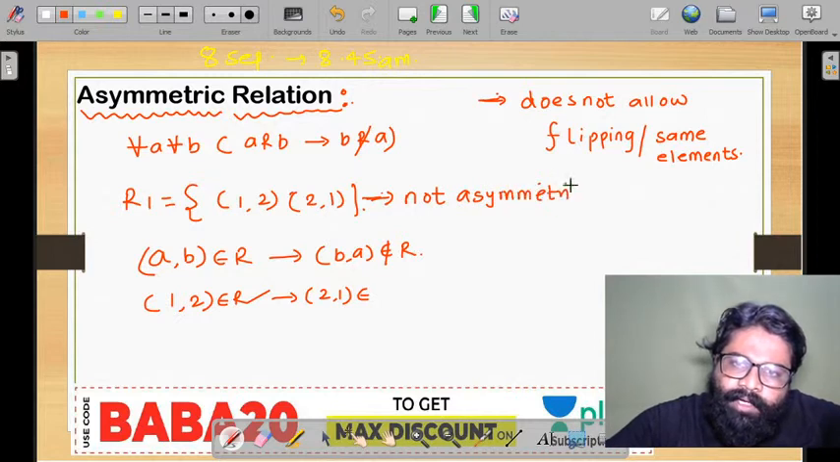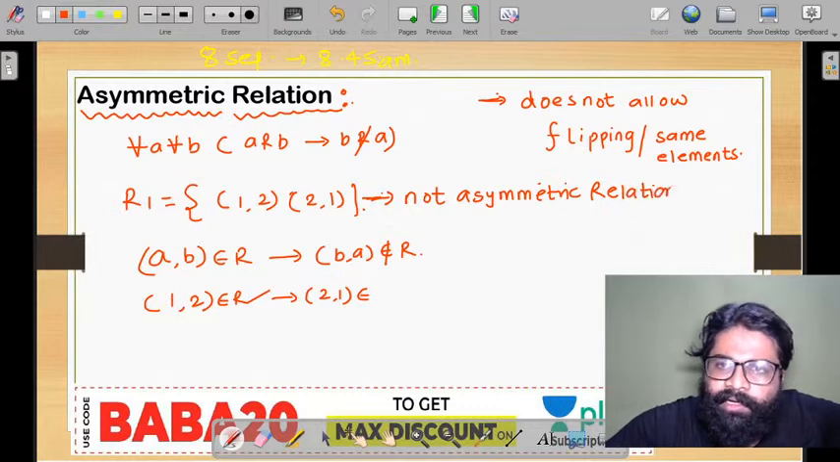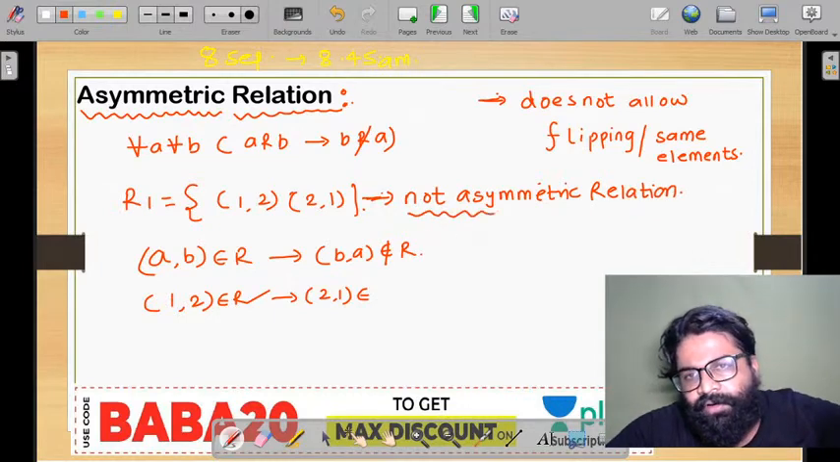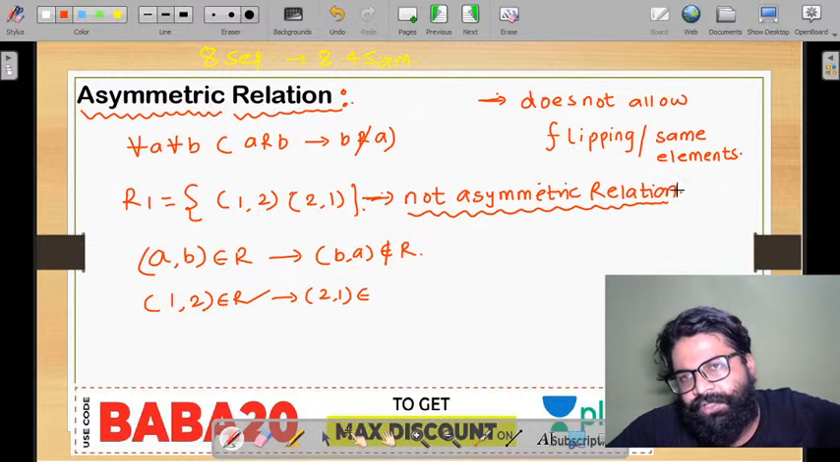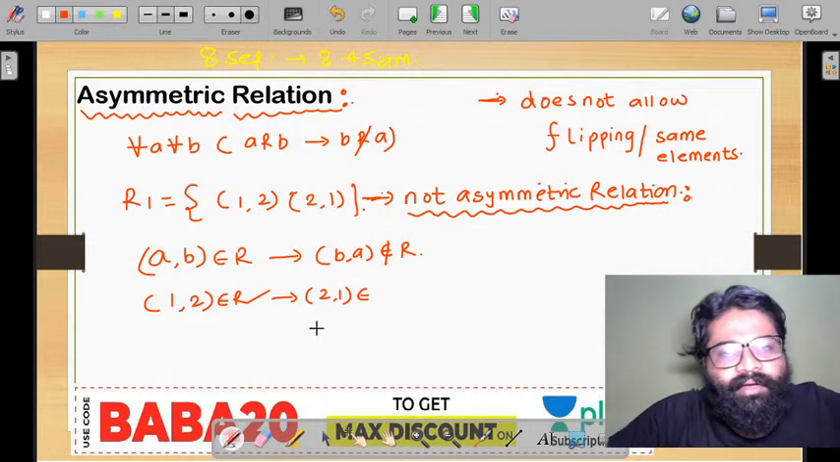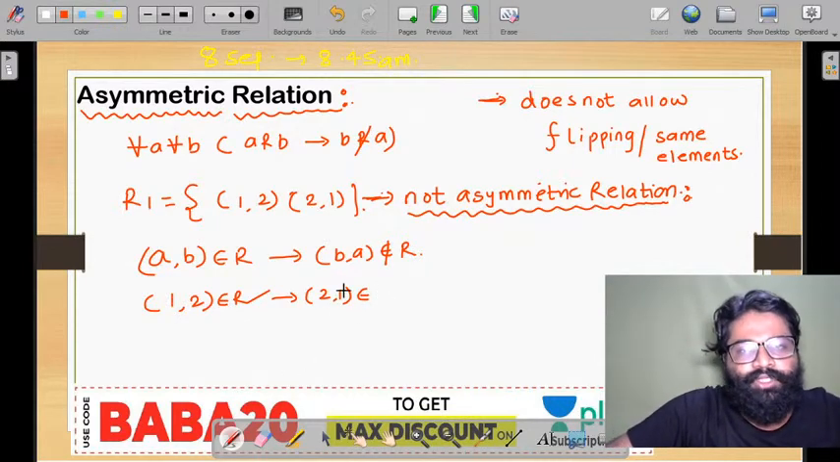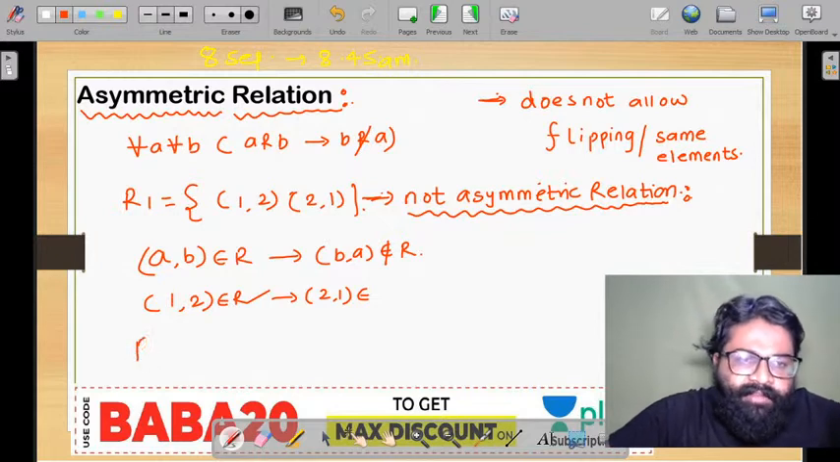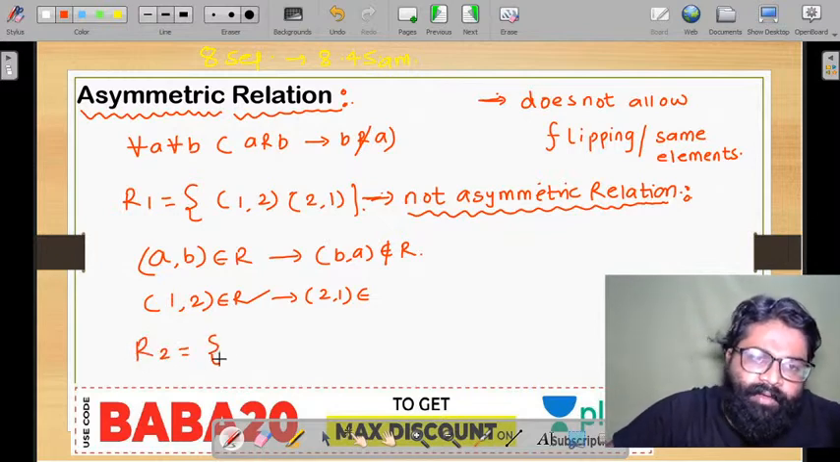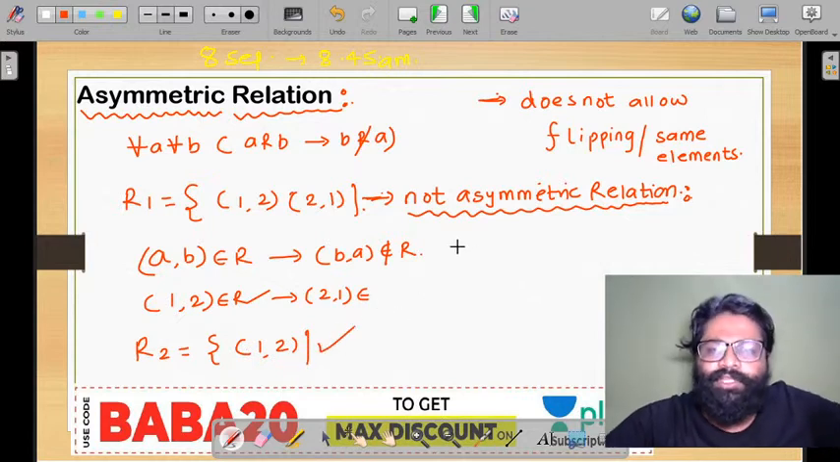Not asymmetric relation, that you have to understand. Basically not asymmetric relations, that you have to go and understand. That is related to what? That is related to asymmetric relation. Sir, what will happen if there is flipping? If there is no flipping, no problem, it will become an asymmetric relation.